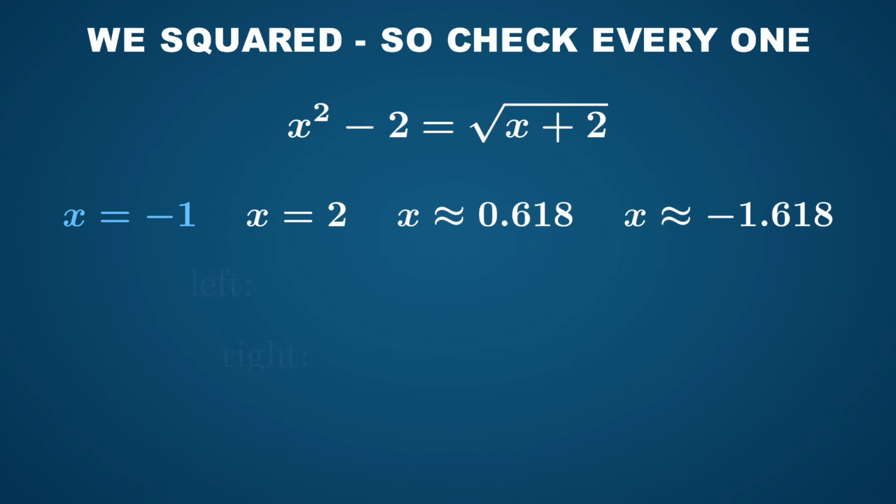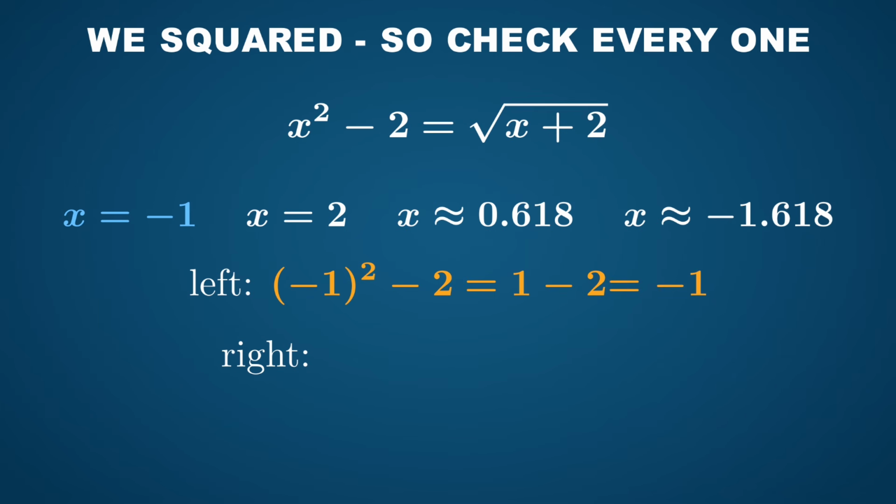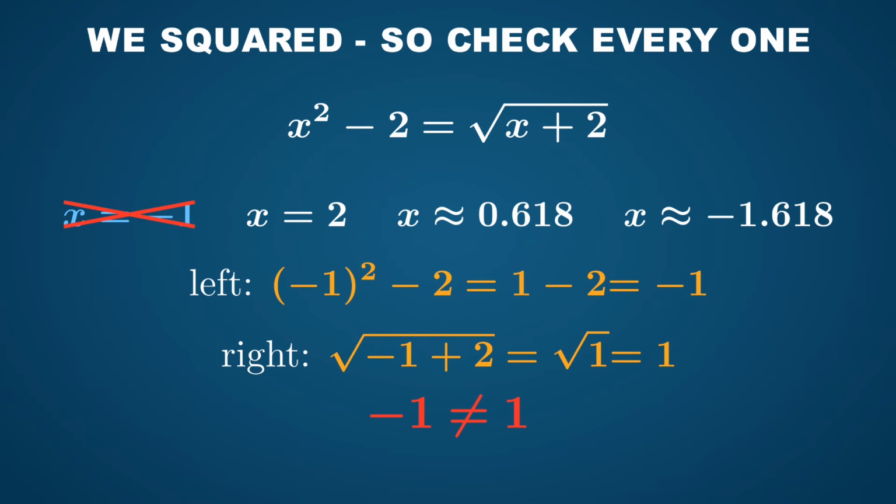We begin with x equals minus 1 in the original equation. The left side is 1 minus 2, which comes out to minus 1. The right side is the square root of minus 1 plus 2. That is the square root of 1, which is equal to 1. Minus 1 and 1 are not the same, so minus 1 is discarded.